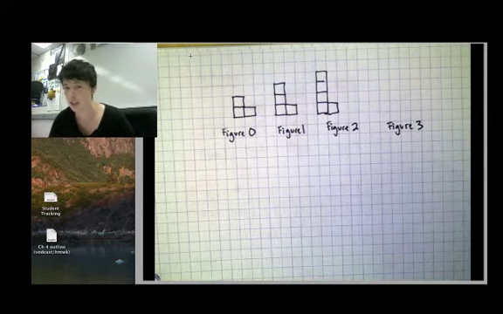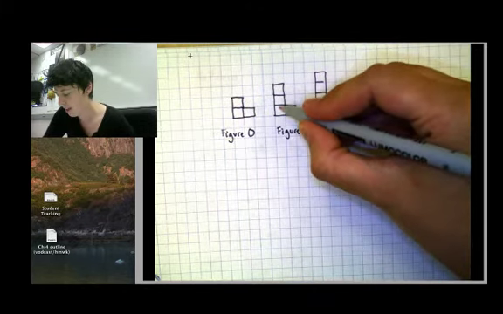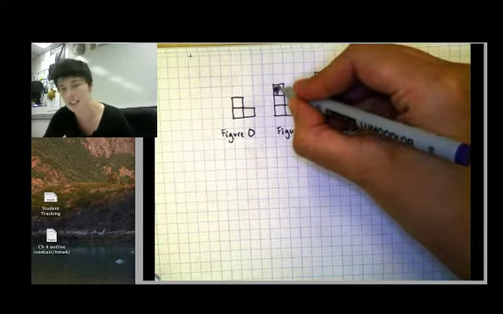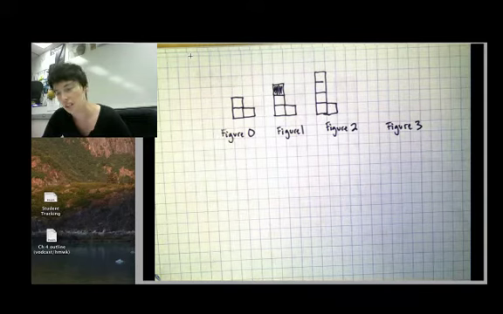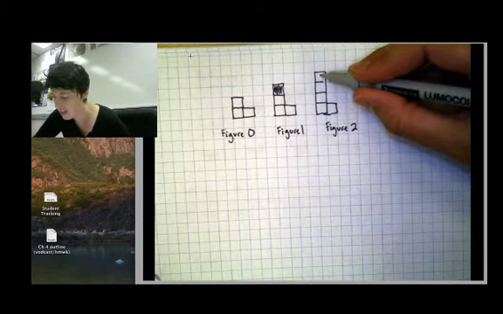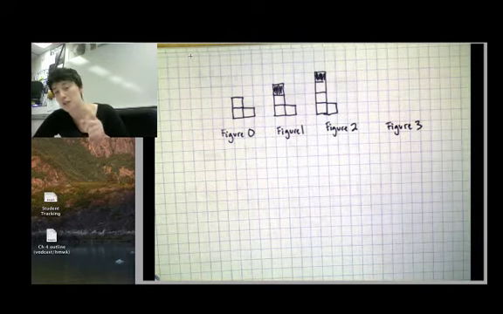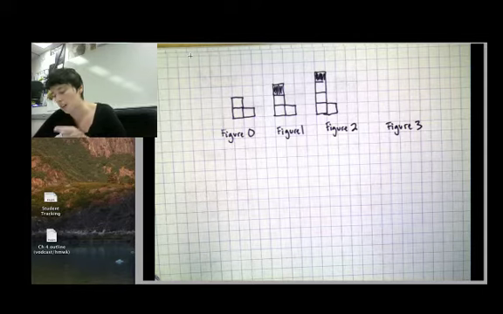Okay, so here's what's going on if you paused the video and tried it. Figure 0 has 3 tiles. Figure 1 has 3 tiles, but it has an extra one added to the top here. Figure 2 has 1, 2, 3, 4, 5. It has this extra tile added to the top. So it looks like the pattern's growing by 1, adding 1, adding 1.